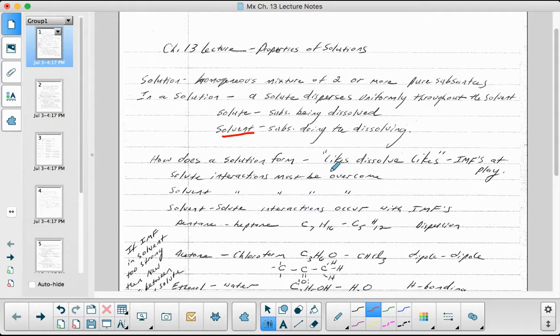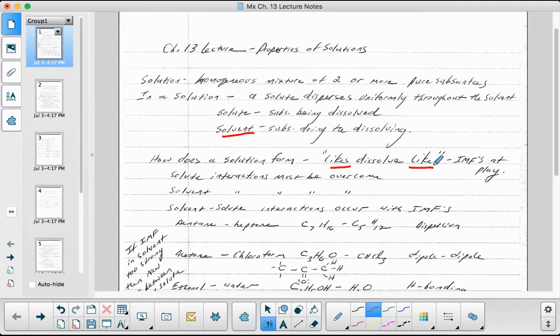One important aspect of solutions is to remember this little saying: likes dissolve likes. Intermolecular forces are at play when a solution forms. This saying means that a solution will form when a polar solute dissolves in a polar solvent, or when a nonpolar solute dissolves in a nonpolar solvent. They have to have similar intermolecular forces in order for the dissolving to take place.